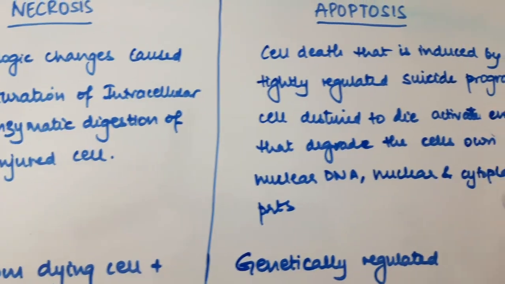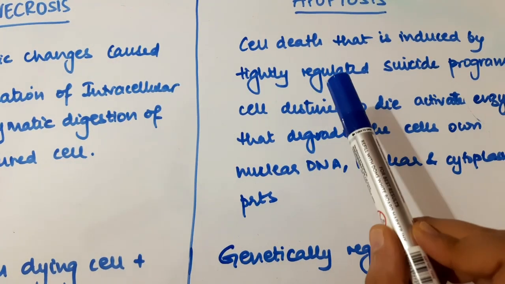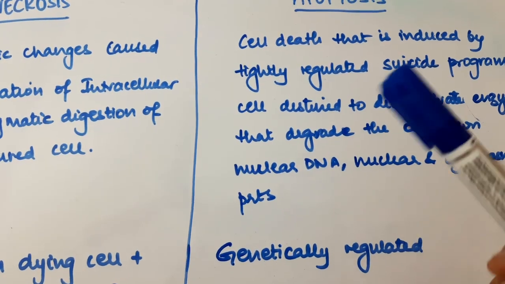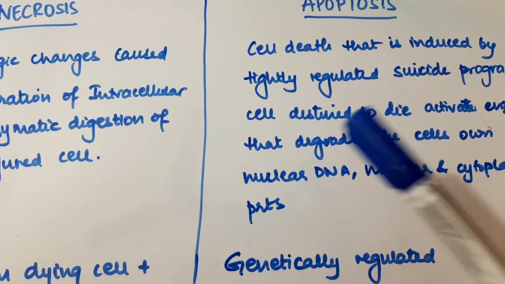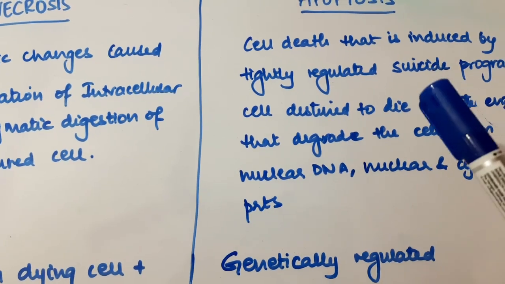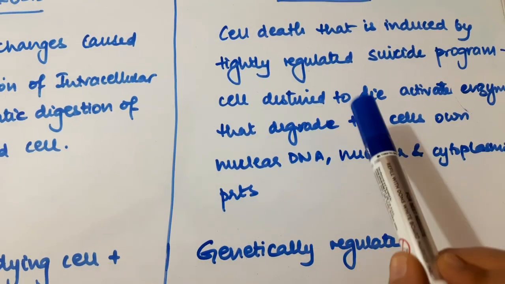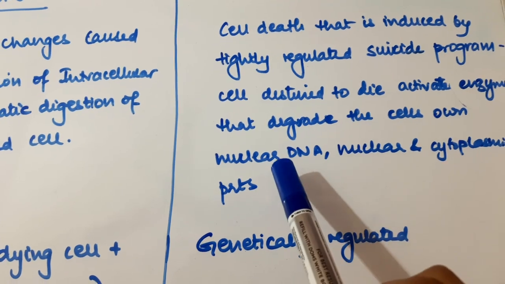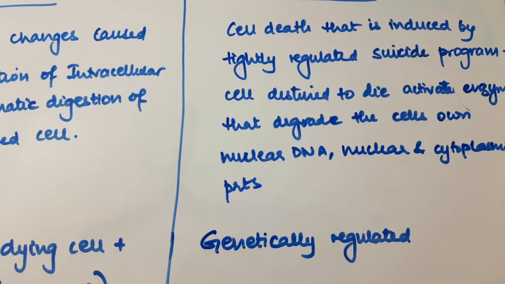Whereas apoptosis is cell death that is induced by tightly regulated suicide programs. Suicide program means that the signal for apoptosis comes from the cell itself. It does not come from outside. So in apoptosis, the cell which is destined to die activates enzymes that degrade the cell's own nuclear DNA as well as nuclear and cytoplasmic proteins.